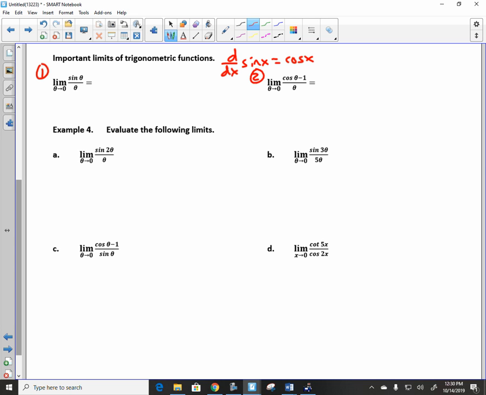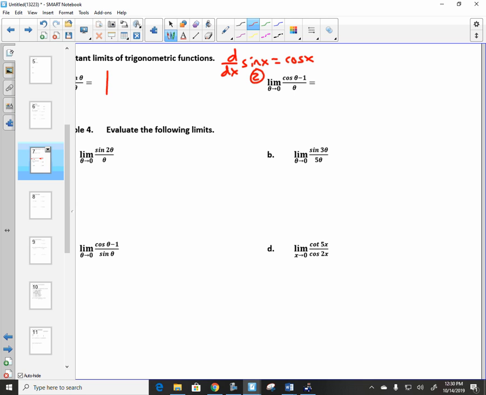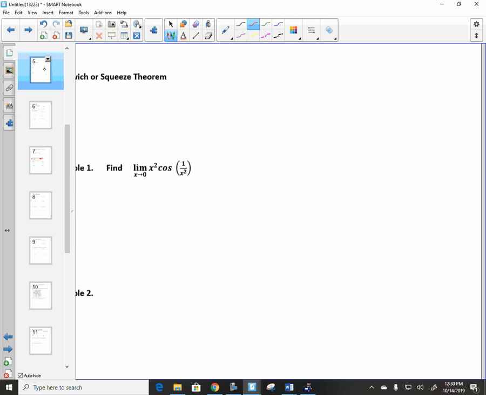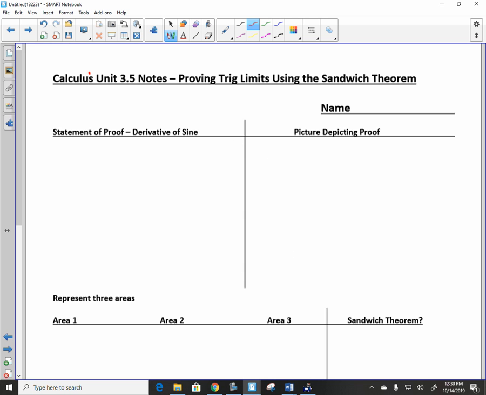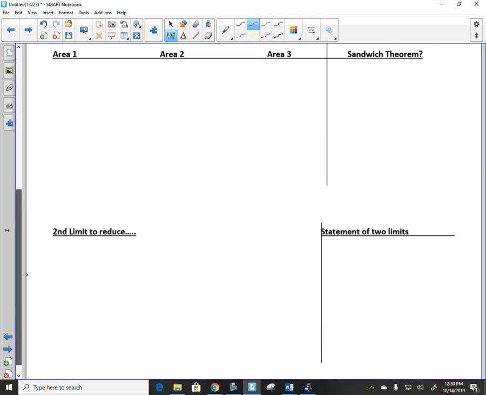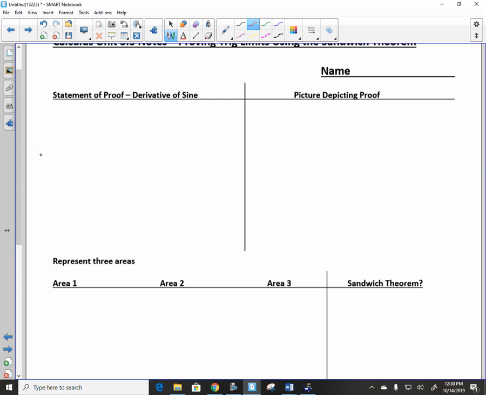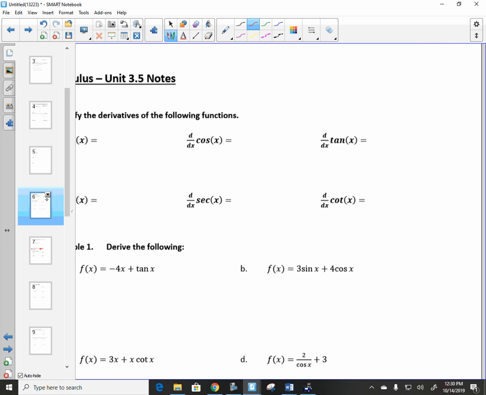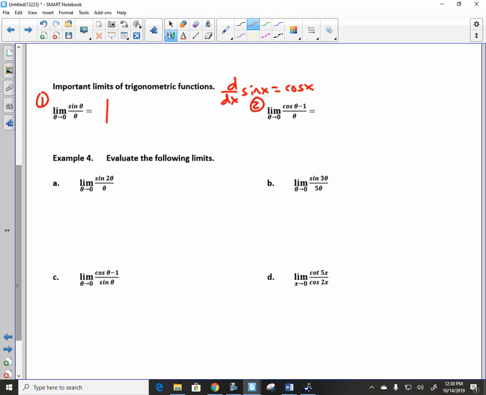Do you remember what the limit as theta goes to 0 of sine of theta over theta is equal to? It was 1. Exactly. Why was it 1? I will show you. That's why it was 1. Remember when we went through that whole beast? That's why it was 1. So kind of have to go back and see that or just accept that it's fact. The second one, the limit as theta goes to 0 of cosine theta minus 1 over theta, is in fact 0.